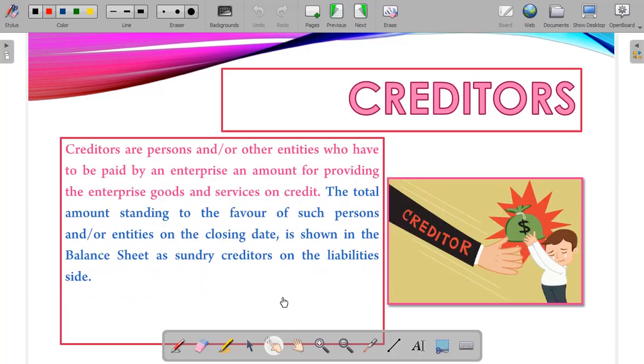Then the next term is the creditor. Creditors basically arise due to the credit purchases, right? Creditors are the person, creditors can be the firm as well, from whom goods have been purchased. We have purchased the goods or we have received the services for which we have not made payment, right? So they become the creditors. The creditors are shown as the liability in the balance sheet because we have to pay that person, no? Because we have purchased something on credit, so we are liable to pay, right? So they have become the creditors for us, we need to pay them, right?